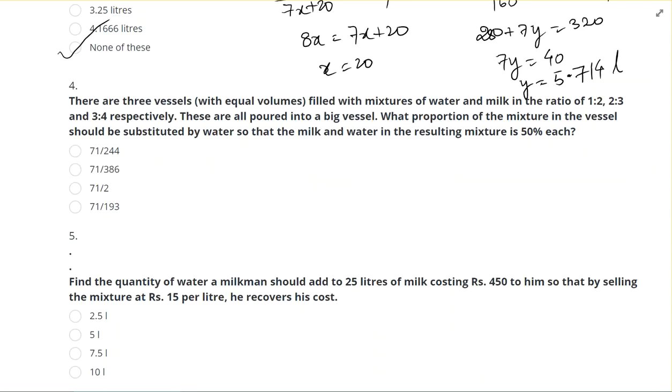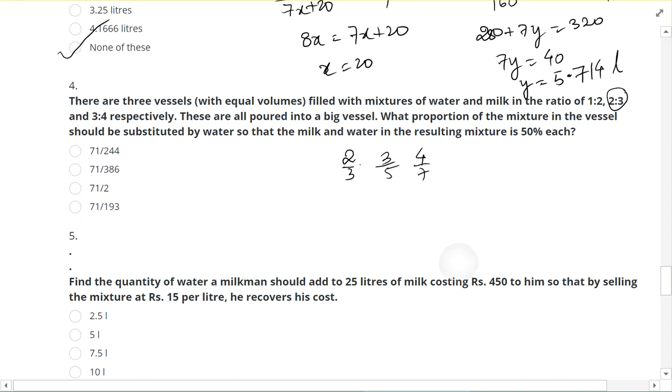Next question is, there are three vessels with equal volumes filled with mixtures of water and milk in the ratio 1 to 2, 2 to 3, and 3 to 4 respectively. So the milk quantity in the first one is 2 by 3, in the second one it is 3 by 5, and in the third one it is 4 by 7.